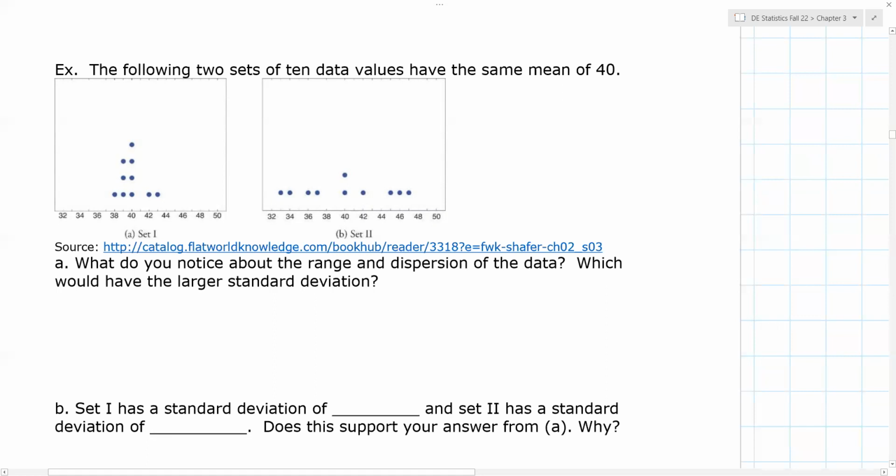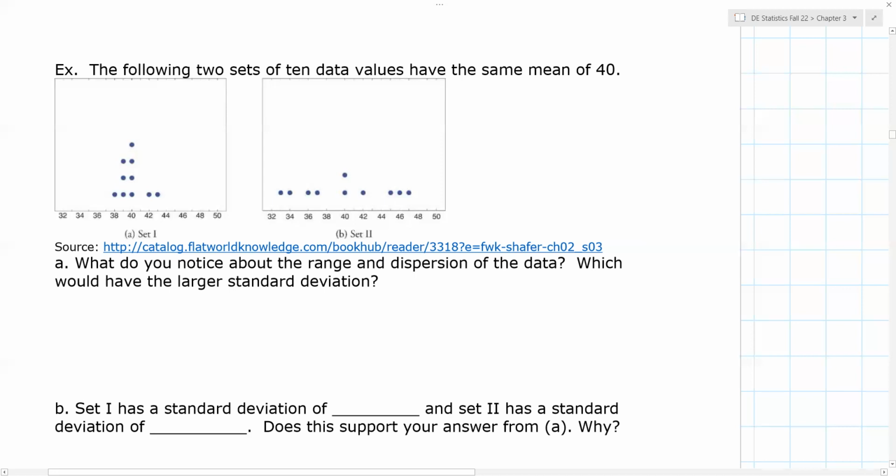So what do you notice about the range and the dispersion of the data, and which do you think will have a larger standard deviation? First, go ahead and find the range for both of these, and then tell me which one you think will have a larger standard deviation.